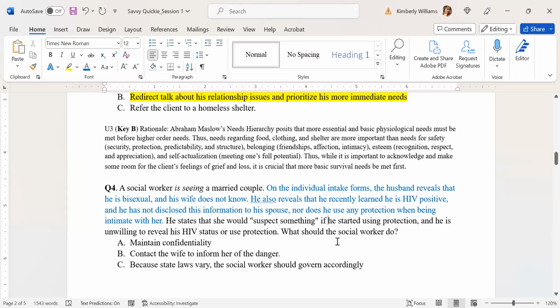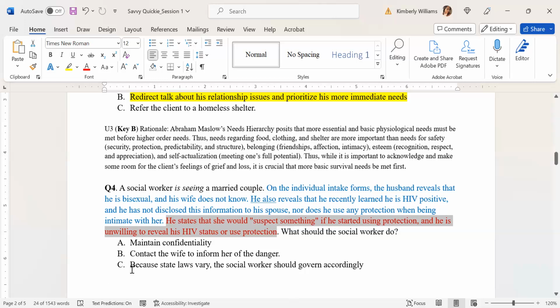So the main problem is that all of this is going on and he's still unwilling to use protection, or he doesn't want to tell her, nor does he want to use protection. That is the main problem. So the question is asking you, what is the most ethical thing that you're going to do about this man who knows he's infected and continuously sleeping with his wife, doesn't want to tell her, or doesn't want to use protection? So ethically, what are you going to do as a social worker? Are you going to A, maintain confidentiality, B, contact the wife to inform her of the danger, or C, because state laws vary, the social worker should govern accordingly?